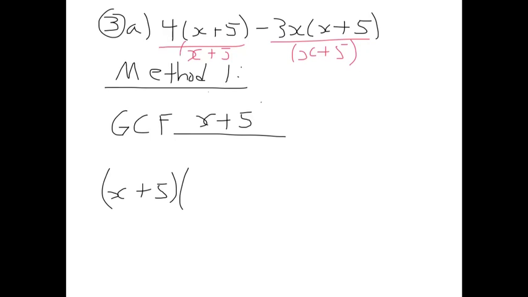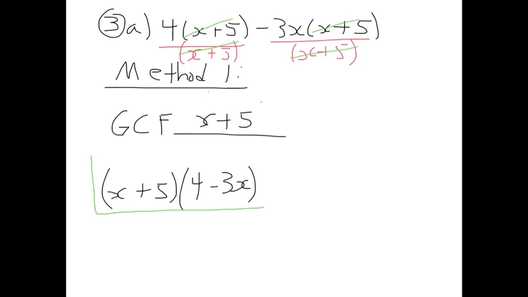Now what happens when I do that? Well, I've got x plus 5 up top, x plus 5 on the bottom. What happens when I divide something by itself? Well, it cancels. Right? So I'll just maybe cross them out so you can see how they cancel. Those cancel and those cancel. And whatever's left over goes inside these brackets here. Right? So I'm left with the 4 and negative 3x. Okay, and there we go. There's our answer.